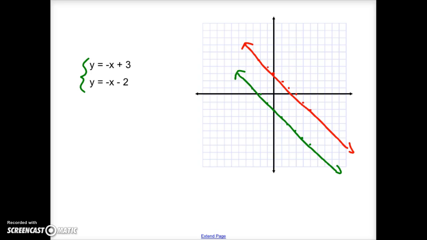Although not perfectly drawn, hopefully you should be able to get the idea that the two lines are parallel. They will not cross, and hence there is no solution. This is an inconsistent system. We'll not be able to find any points in common in the two lines.